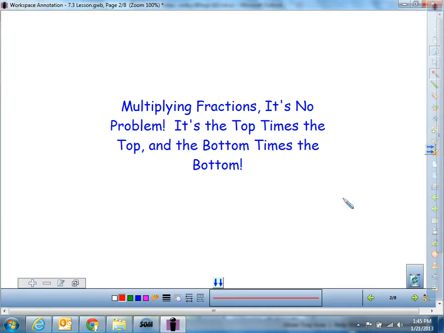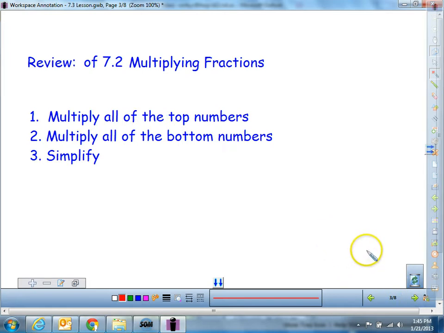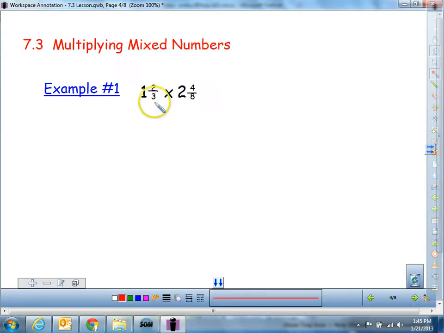It doesn't change. Anytime we multiply any kind of fractions, it's always the top times the top and the bottom times the bottom. Our difference here is we have a mixed number. So we have a whole number out front. Here's just a review of what we did last time. And when we have mixed numbers, we have this whole number out front that we've got to do something with. Do you have any guesses as to what we can do with this? You're going to have to think back to last unit.